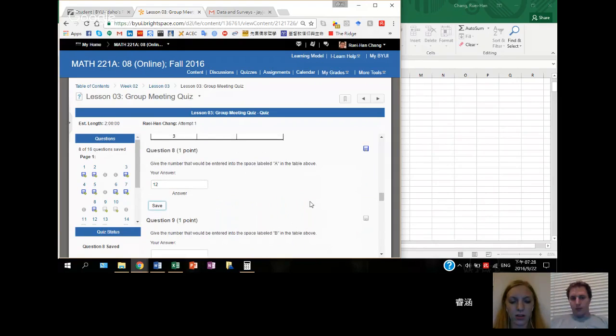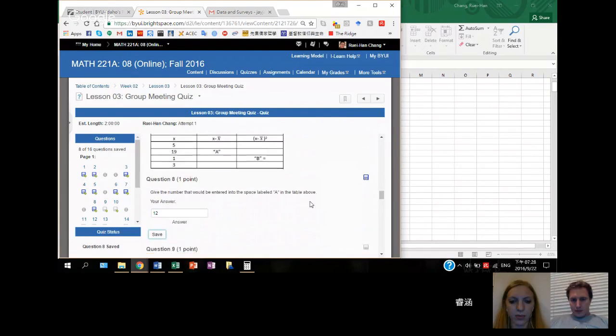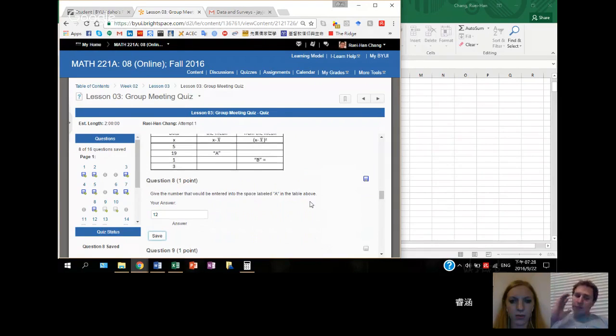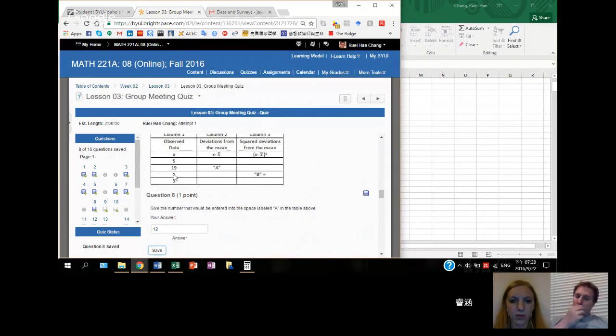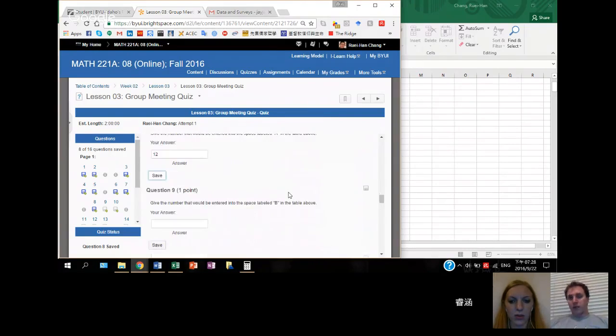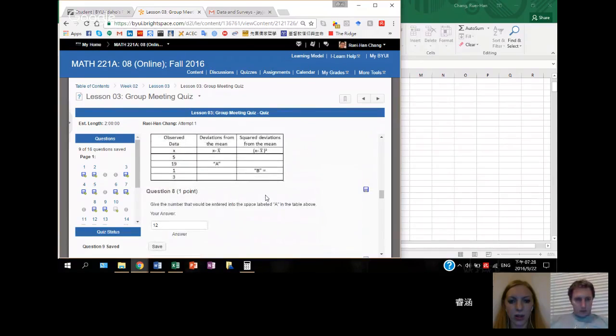Mm-hmm. The following one is a little bit tricky. It's the same thing. So it's 1 minus 7, which is -6. We need to square it, so it's 36 right there. Which equals 36. Wait. It's supposed to just be 12. Oh, this is B. Just kidding. Mm-hmm. Yep. Okay.